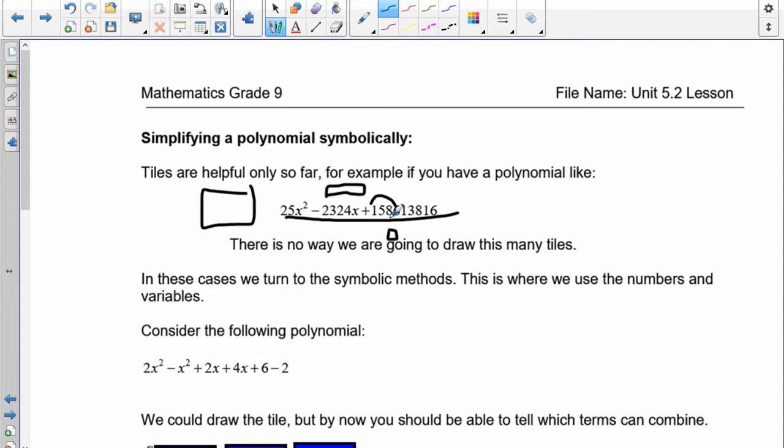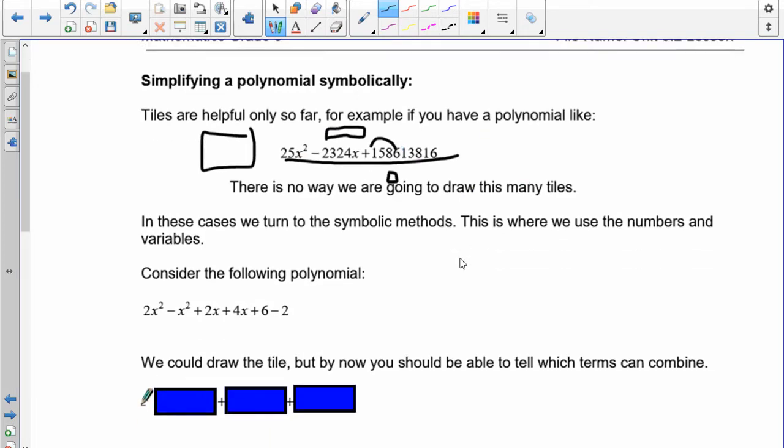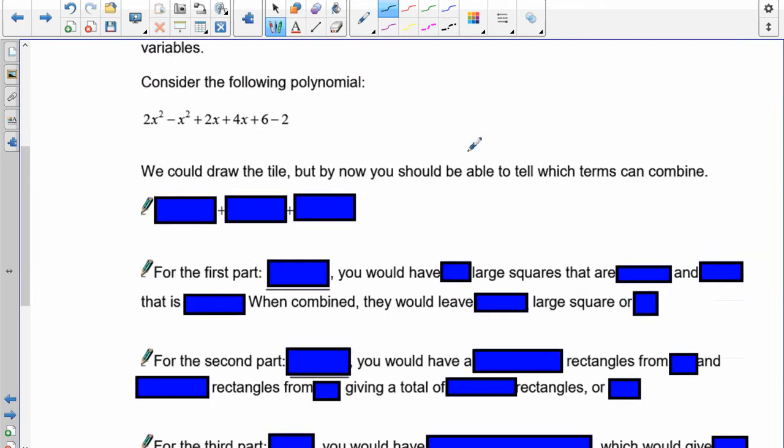So we have to change the way we're doing it, and we're going to turn to what we call the symbolic method. We're still going to use tiles a little bit to help us explain the symbolic method, but it's very straightforward because you've been doing variables and stuff in grade 8.